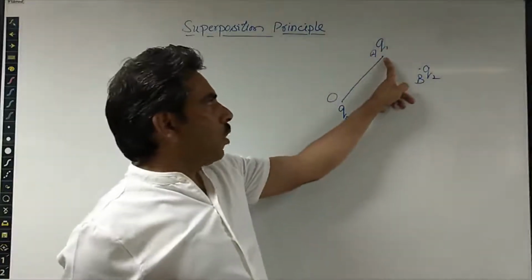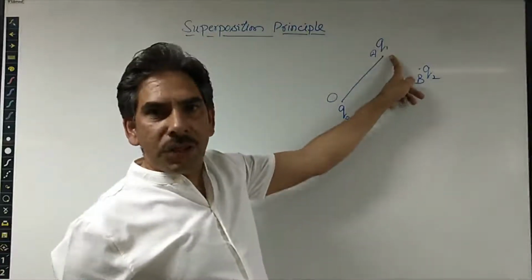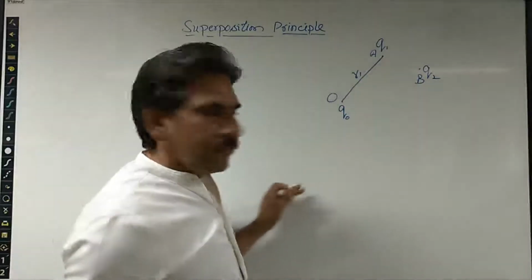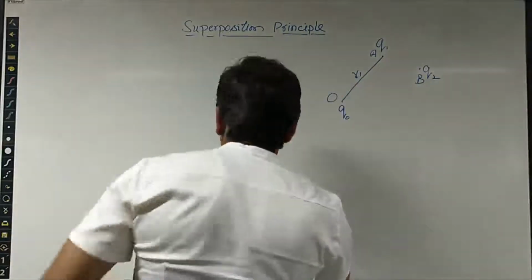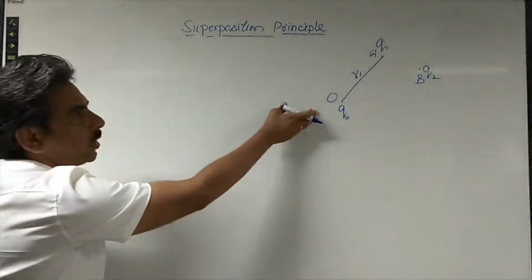So I am taking the distance of test charge Q naught from the first charge, which is Q1, to be R1, for example, and I will write the expression for the force exerted by this charge Q1 on charge Q naught.